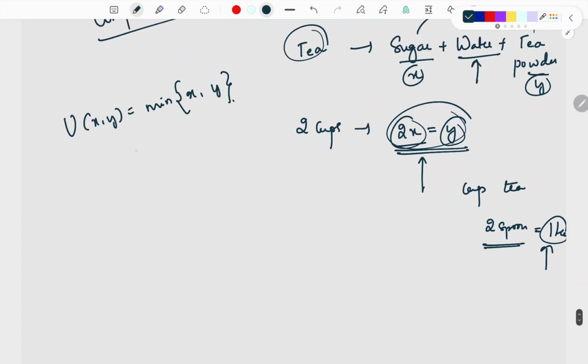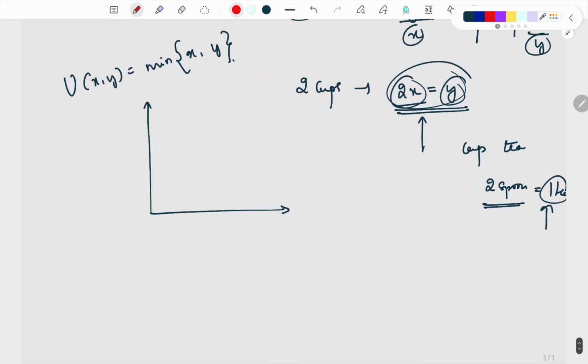If you draw the graph, and I didn't explain much about graphs in this whole thing, but now I will. Basically, until now I used three utility functions. Utility x plus y is called, sorry, substitute goods, for substitute goods.